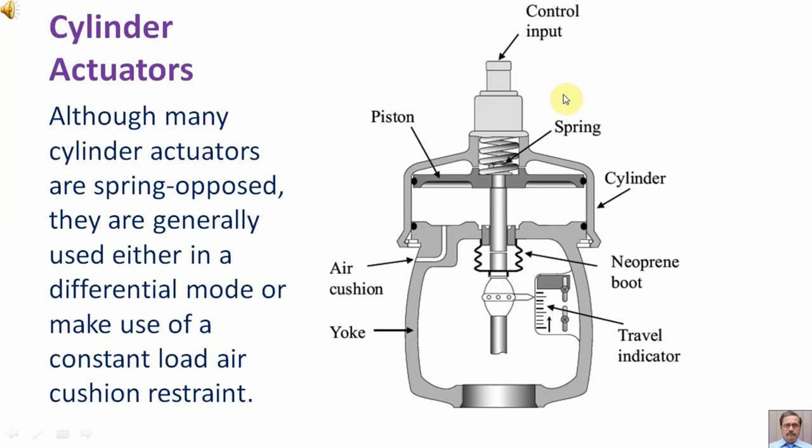Although many cylinder actuators are spring opposed, they are generally used either in a differential mode or make use of a constant load air cushion restraint. In this diagram, we have shown the spring as well as the air cushion.